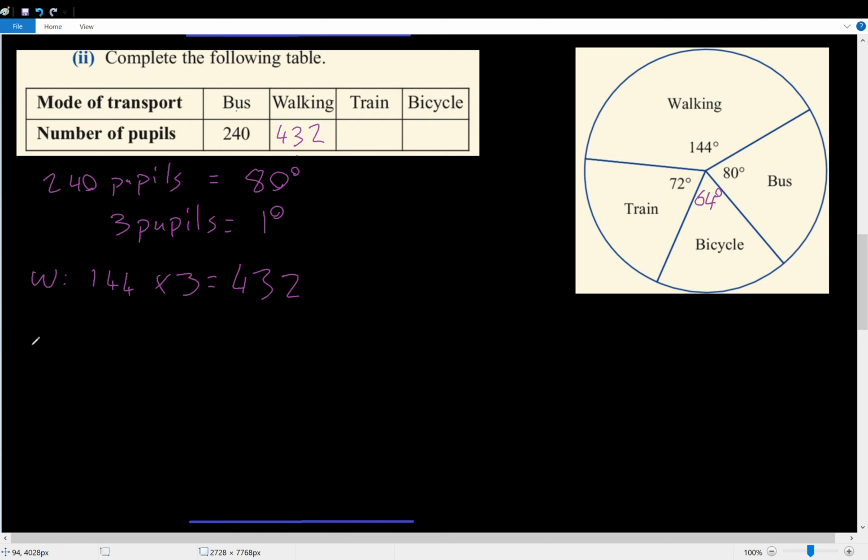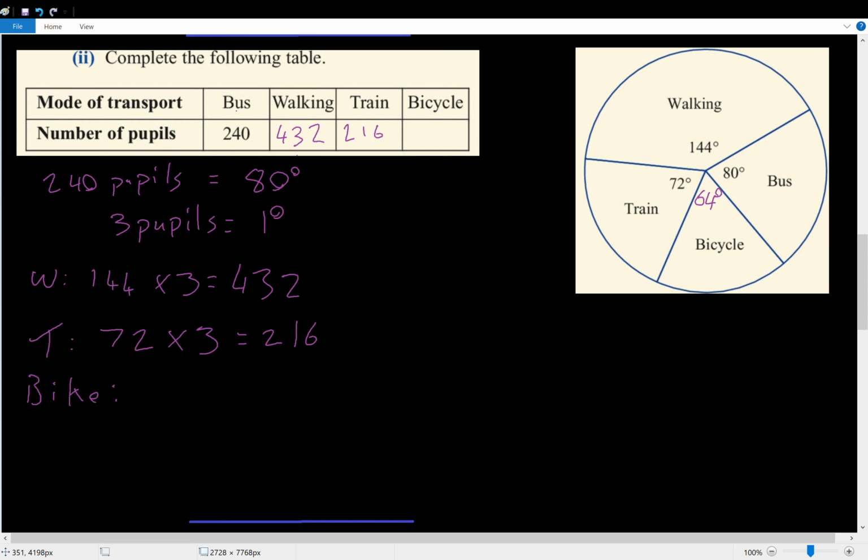Now let's look for the number that got the train. And the train section is represented by 72 degrees. We know that each of those degrees represents 3 pupils, so 72 times 3. And that is going to be equal to 216. So we can fill that in. 216, like that.